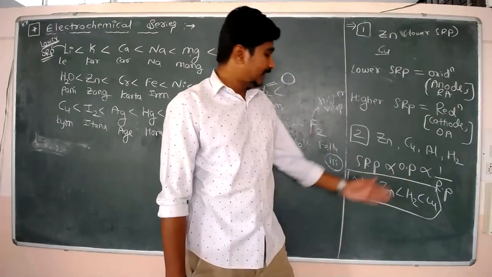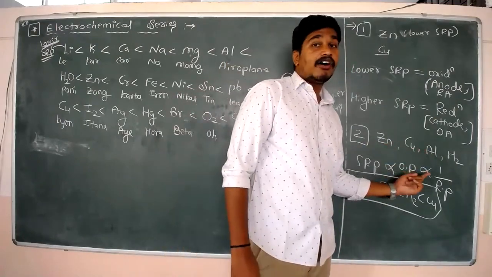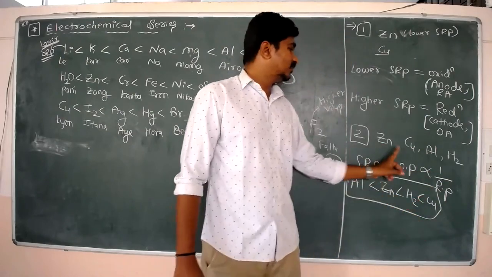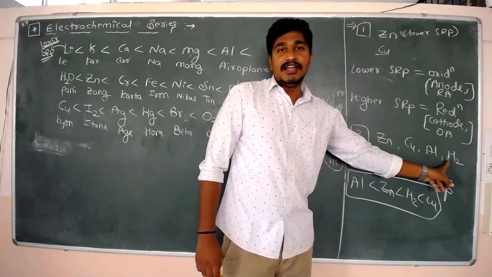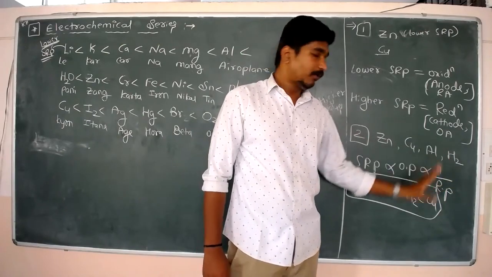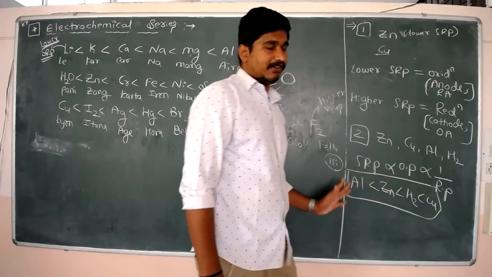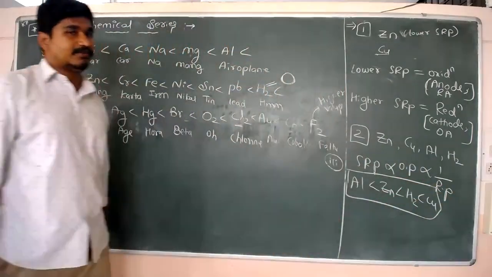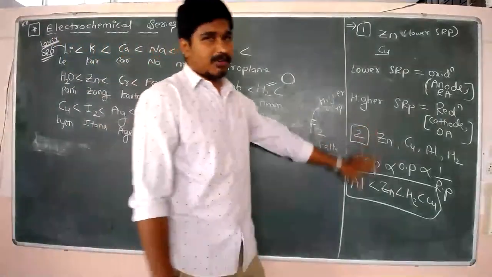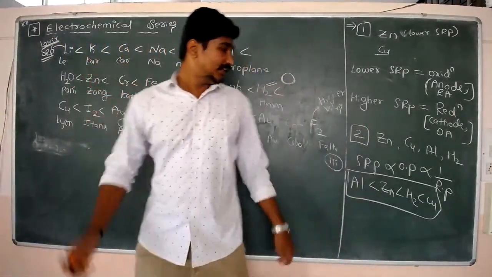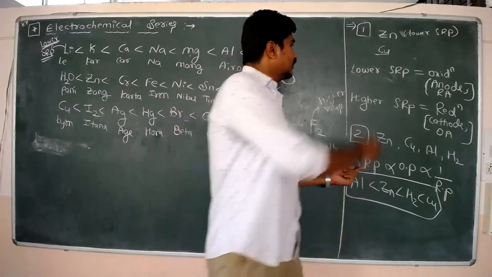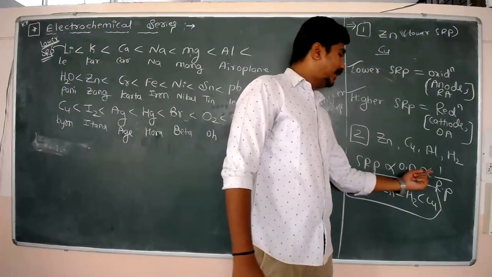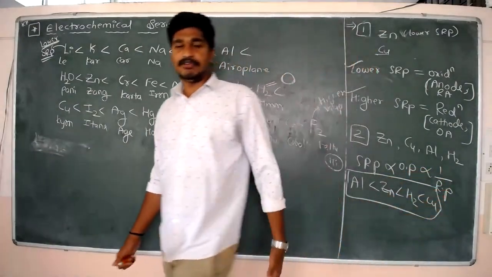If he asks to arrange these four elements in increasing order of their reducing power, just make it reverse. That will give the increasing order of their reducing power. In this way, you can solve NEET and JEE problems by using the electrochemical series. This one is the second hint. What is the second hint? SRP is directly proportional to oxidizing power and inversely proportional to reducing power. This one is the second hint.